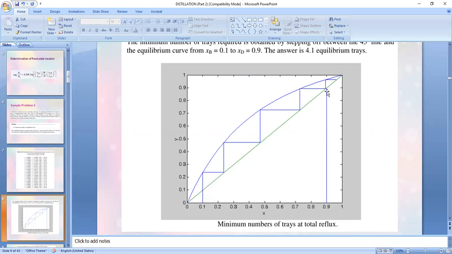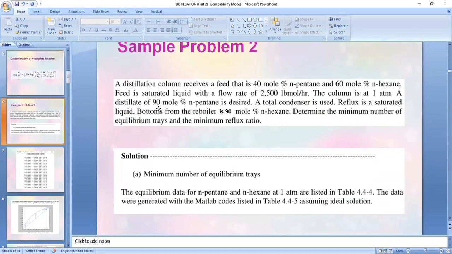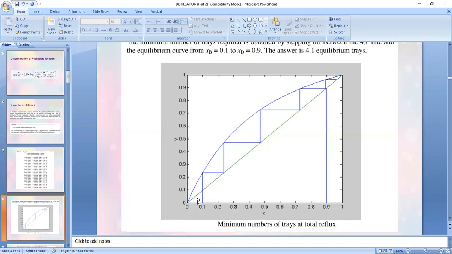This is your XD. You start with XD, which is 90% pentane. Let me check. Yes, it's 90% pentane. Your bottoms liquid is 90% hexane, so the pentane there is 10%. So you're using the 10% here, 10 and 90. So you do your steps in here, and based on this graphical approach of determining N minimum, you have 4. You have 1, 2, 3, 4. This is your minimum number of stages.